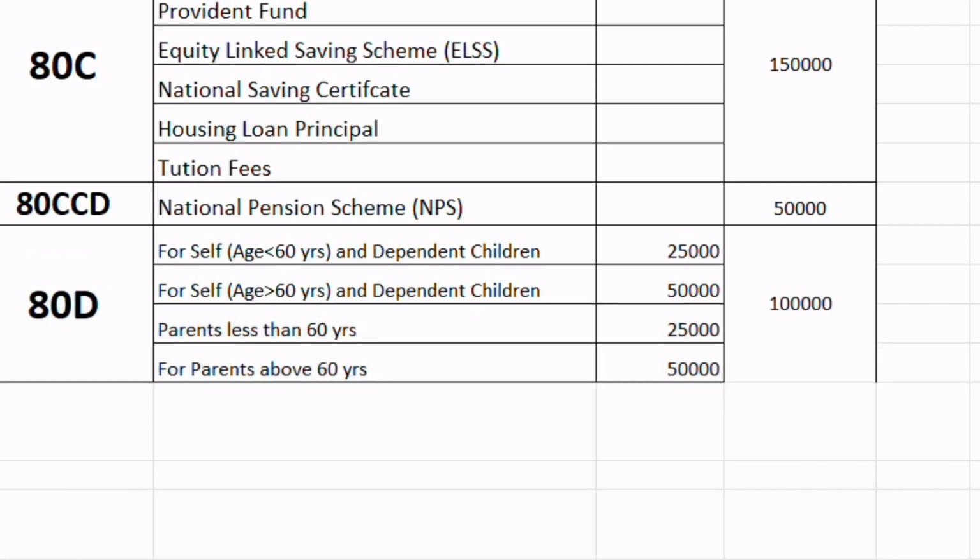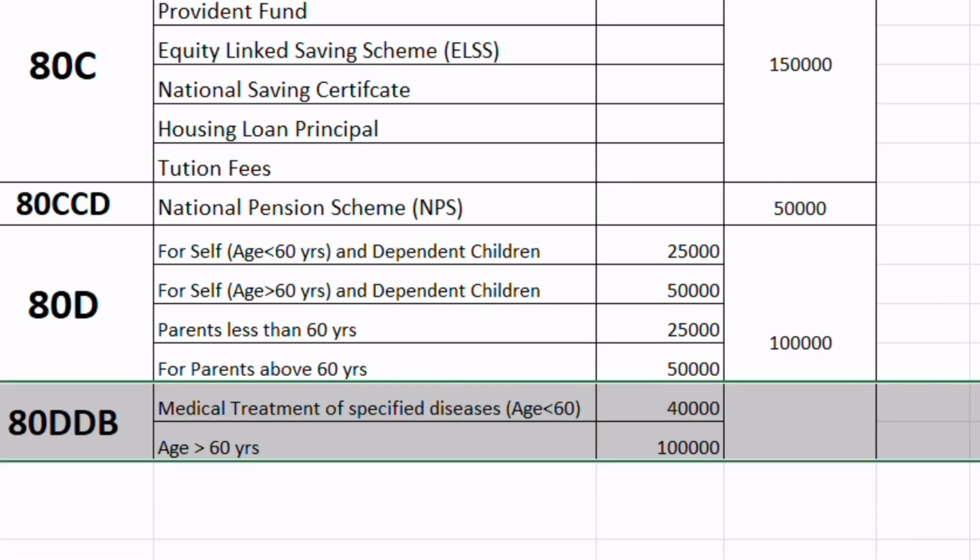So if you pay the medical insurance premium of parents, you get an additional deduction of 50,000 in case your parents are senior citizens and 25,000 if they are less than 60 years of age. Please note that the parents' premium deduction is separate and over and above the deduction you claim for you and children. Under section 80DDB, there is a deduction of 40,000 or 1 lakh on the treatment of specified diseases. But please note that the overall limit of section 80D and 80DDB combined is a maximum of 1 lakh rupees.